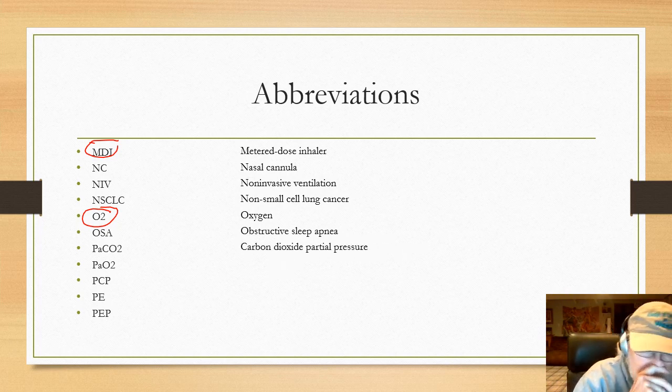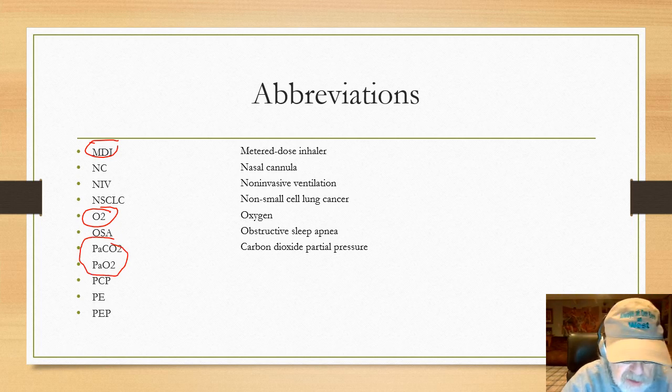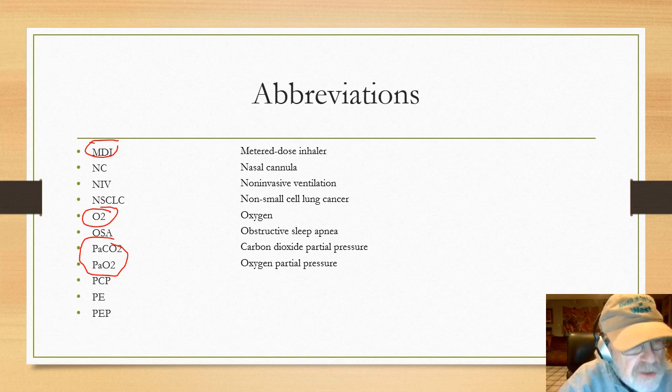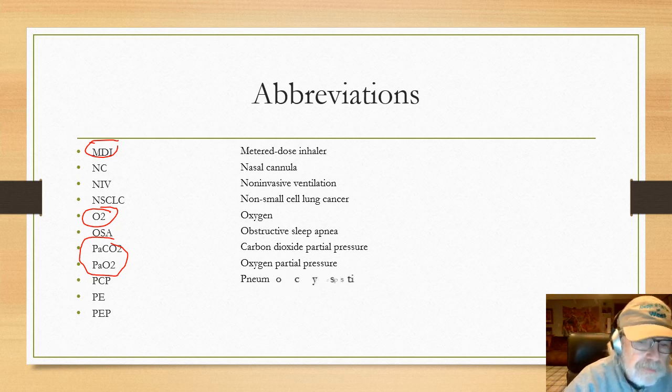PaCO2 is carbon dioxide partial pressure. This is what they measure. When they measure your blood gases, they actually look at the partial pressure of those gases. And PaO2 would be partial pressure of oxygen. Partial pressure means almost like the concentration of it, okay? So if they say PaO2 of 97, that's about 97%.